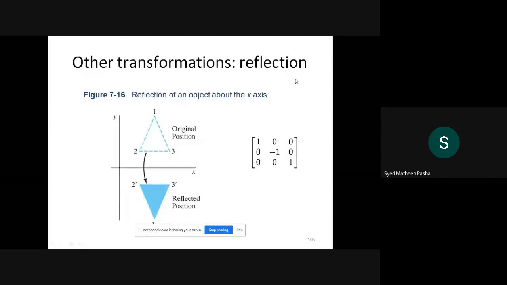I guess you people know the definition of reflection. What is reflection? I want the answer for this. You can take a simple example and tell what is reflection.